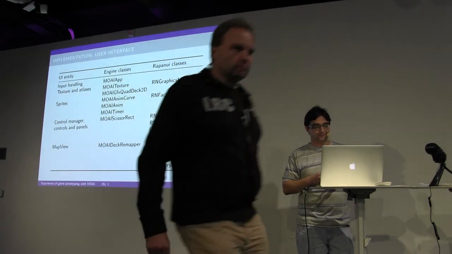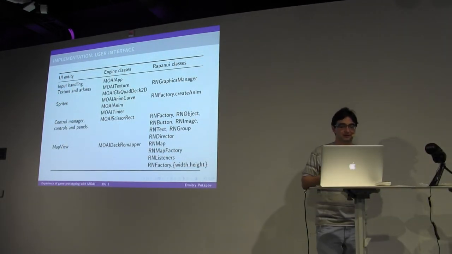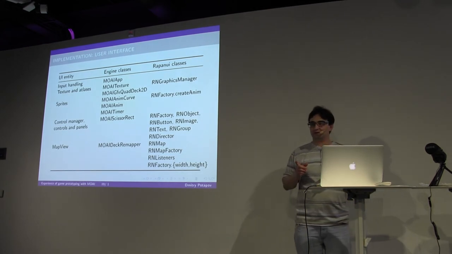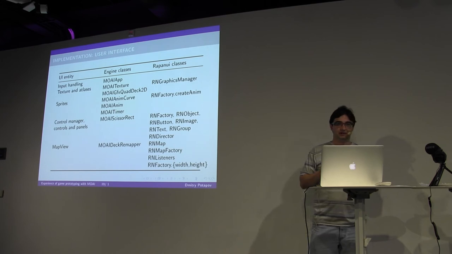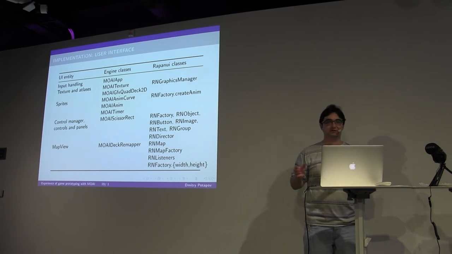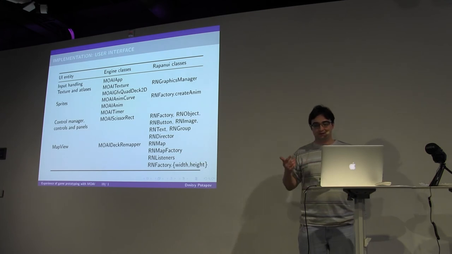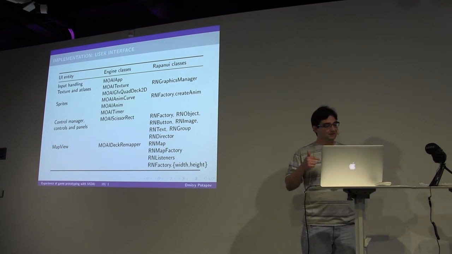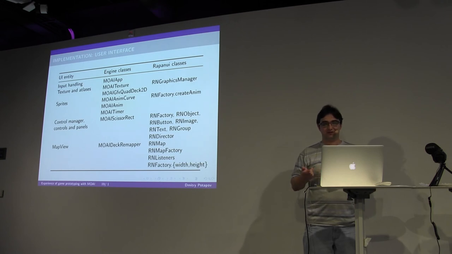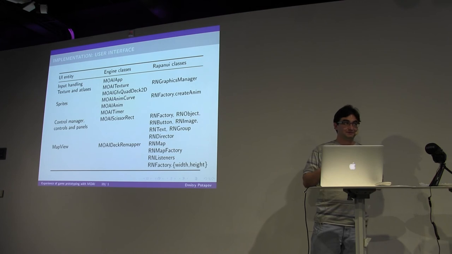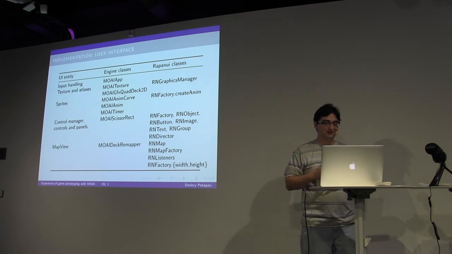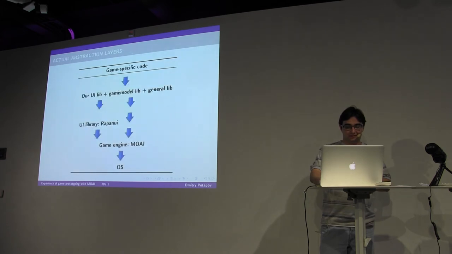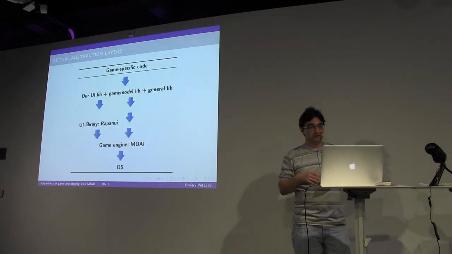And map view, that was a cool feature of MOAI, deck remapper. You know, basically MOAI's concept is you have a deck and you have props. Deck is a storage for kind of geometry, and props are objects you can use in the main object or the engine. And deck remapper is a cool thing that allows you to make animation, for example, for a map, by just remapping indices of sprites, of textures. So that's the levels I had.